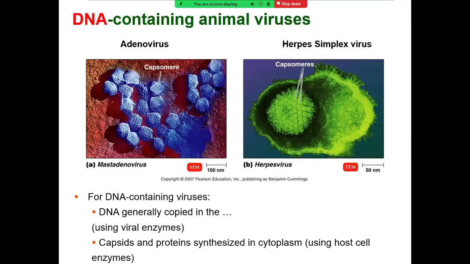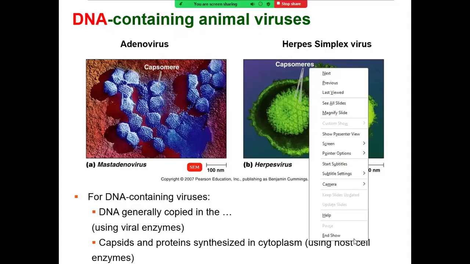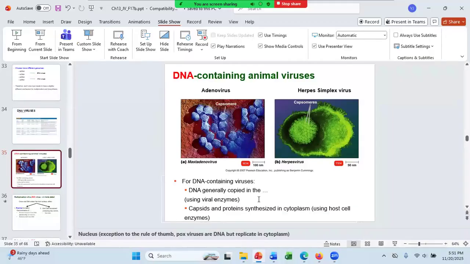For DNA containing viruses, the DNA is generally copied in the nucleus. Why does a DNA virus replicate in the nucleus? Because the nucleus of the cell has all of the parts or machinery that the virus needs to replicate its genome, which makes perfect sense because the genome is DNA, and this is where the cell replicates its DNA.